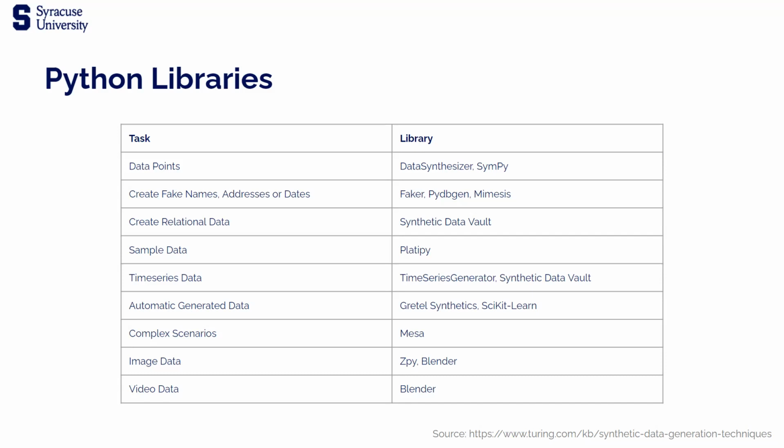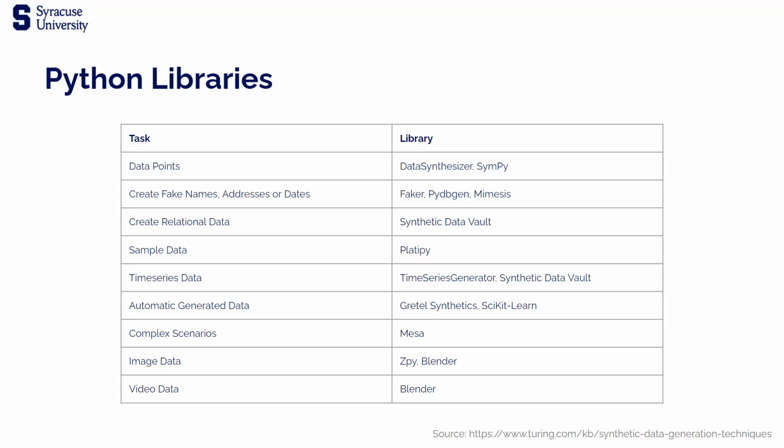And so some of the Python libraries here, some of the most useful ones I've found: if you're collecting data points, you use Data Synthesizer or SymPy. If you're trying to create fake names, addresses, or dates, you can use Faker or PyDBGen or Mimesis.